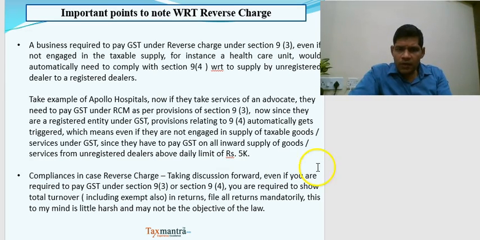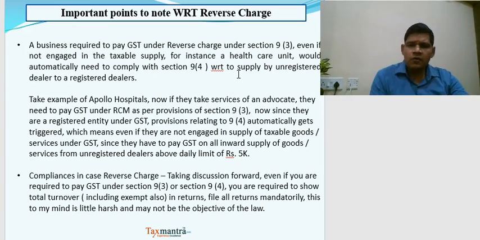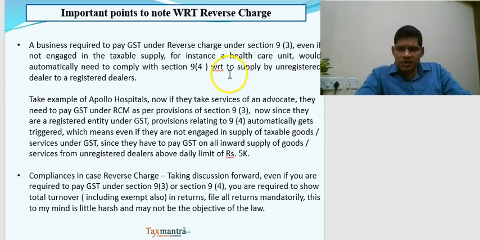Moving forward, there is something which I want to focus on, because of subsection 9.3, which talks about specified services, and 9.4, which talks about all the generic goods and services wherein the recipient is registered and the supplier is unregistered. Now take an example. Assume a situation wherein a business is required to pay GST under reverse charge under 9.3, even if it's not engaged in taxable supply. For instance, we take the example of a healthcare unit, wherein it would automatically need to comply with subsection 9.4, which covers supply from unregistered dealers.